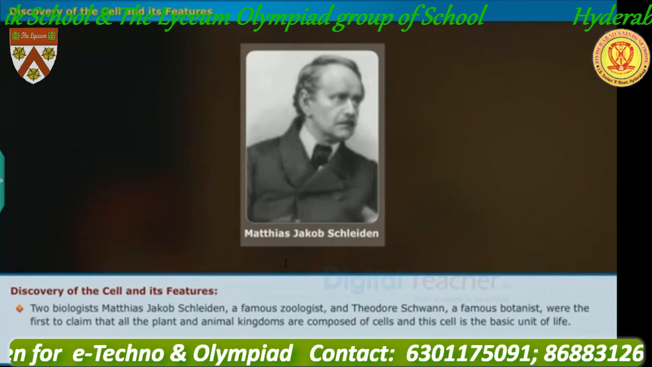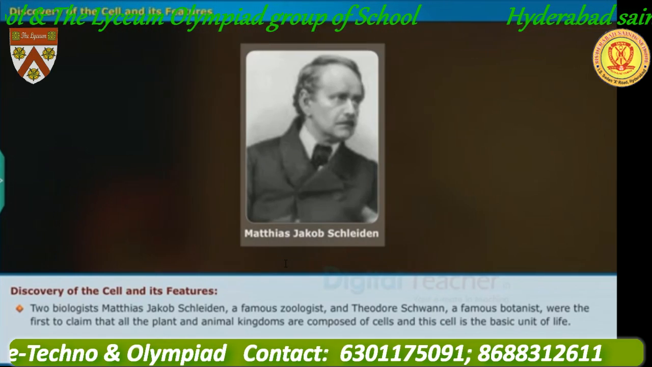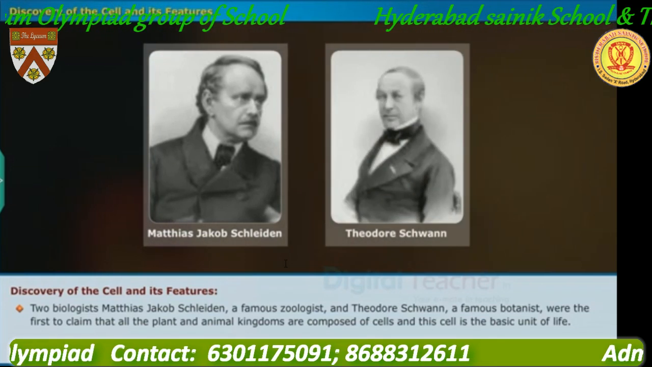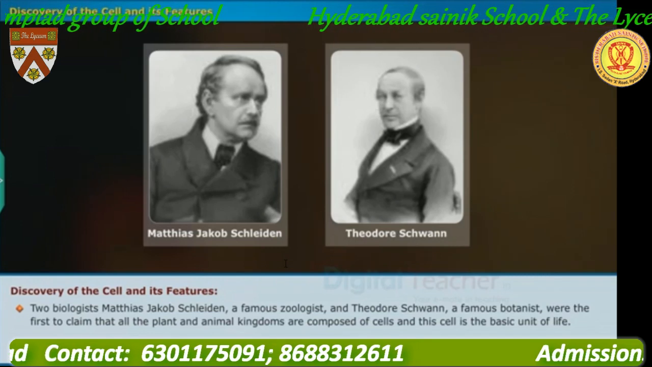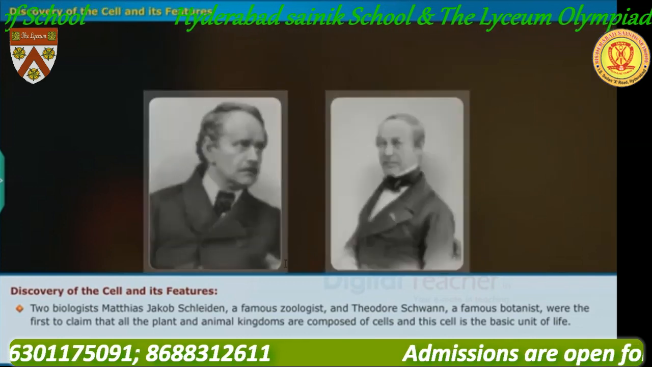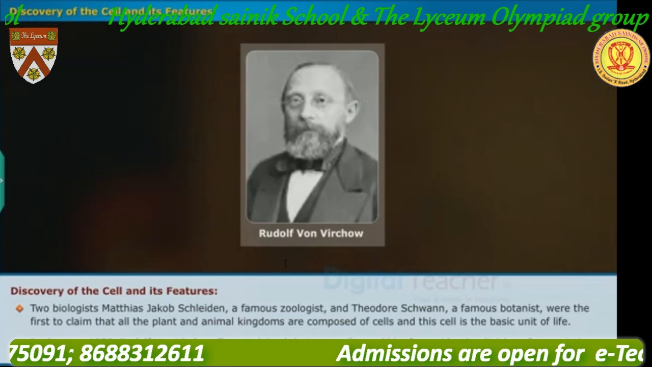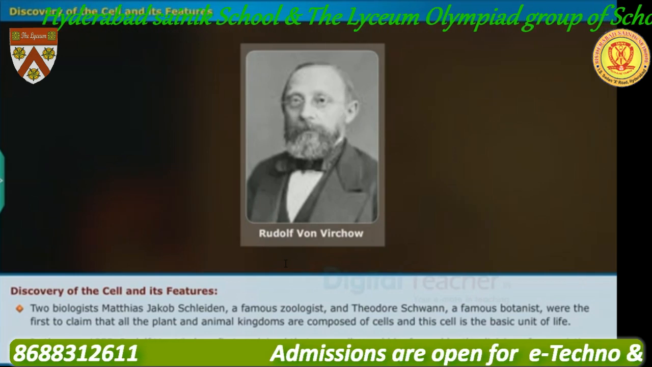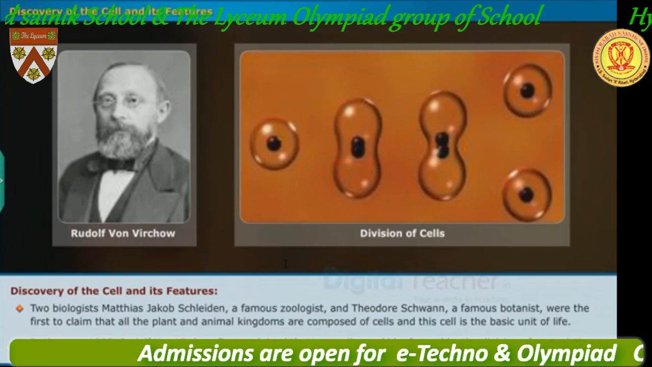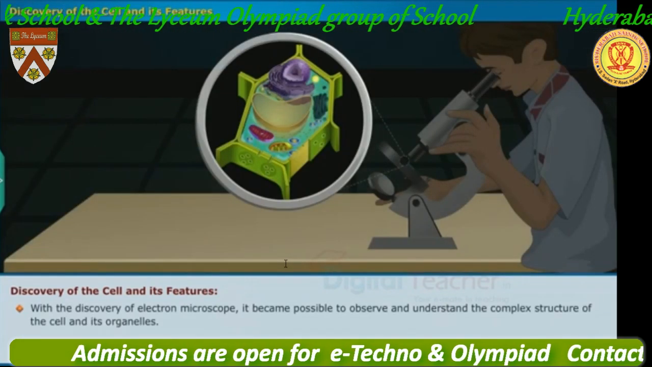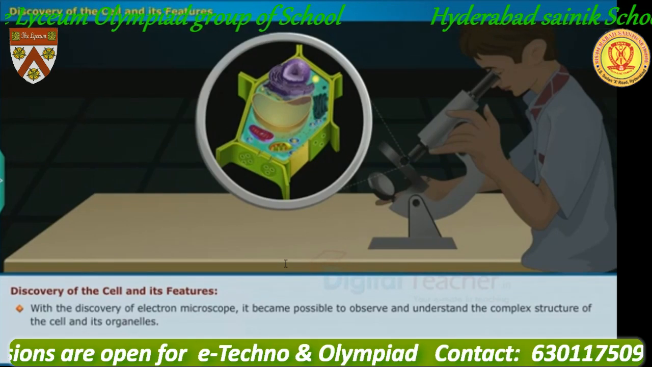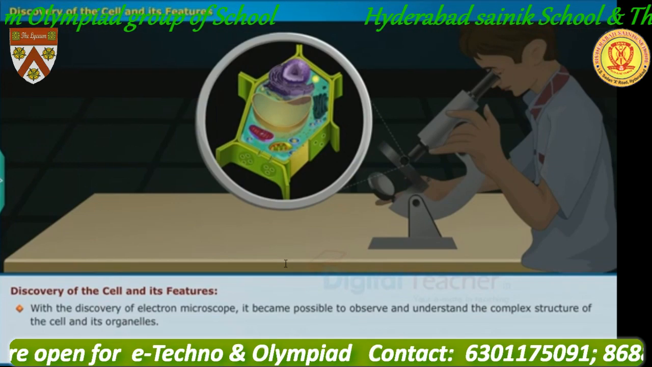Two biologists, Matthias Jakob Schleiden, a famous botanist, and Theodor Schwann, a famous zoologist, were the first to claim that all the plant and animal kingdoms are composed of cells, and this cell is the basic unit of life. In the year 1855, Rudolf von Virchow first explained that new cells would be formed by the division of pre-existing cells. With the discovery of electron microscope, it became possible to observe and understand the complex structure of the cell and its organelles.